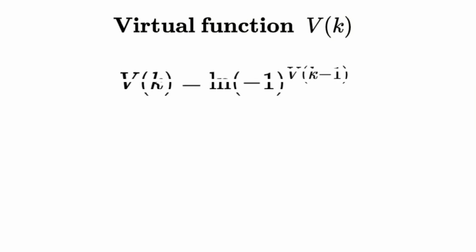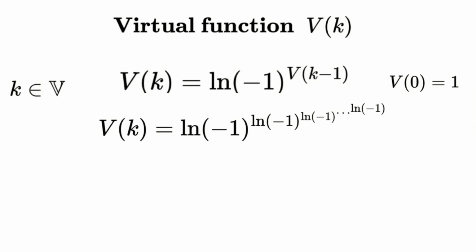The virtual function v of k is defined recursively using the following rule. V of k equals the natural logarithm of -1 raised to the power of v of k minus 1. The base case is v of 0 equals 1. This means that each value of v depends on the previous term. Let's break this down. The base case, v of 0 equals 1, is known as the multiplicative identity in this system.